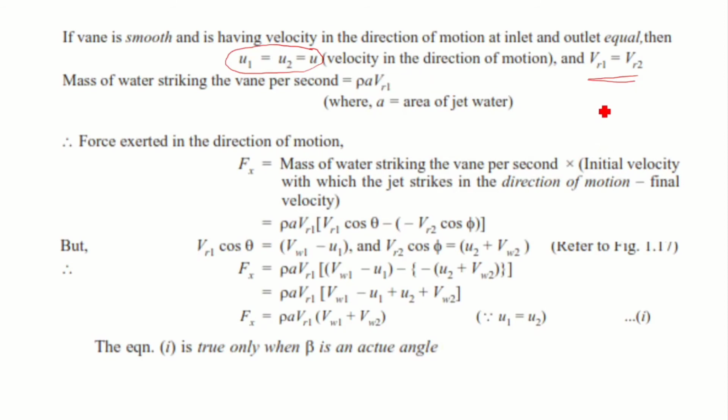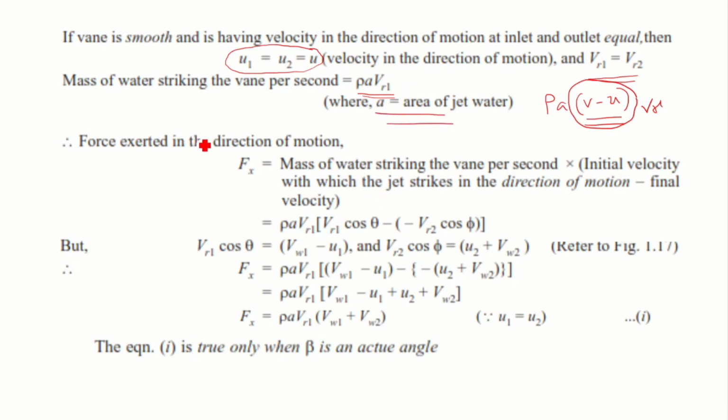As we know, the mass of water striking the vane per second is rho A. In the earlier case, we took it as V minus U. This V minus U represents the relative velocity VR. So the mass of water striking per second will be rho A VR1, since the jet strikes the vane at inlet with a relative velocity. A is the area of the jet of water.